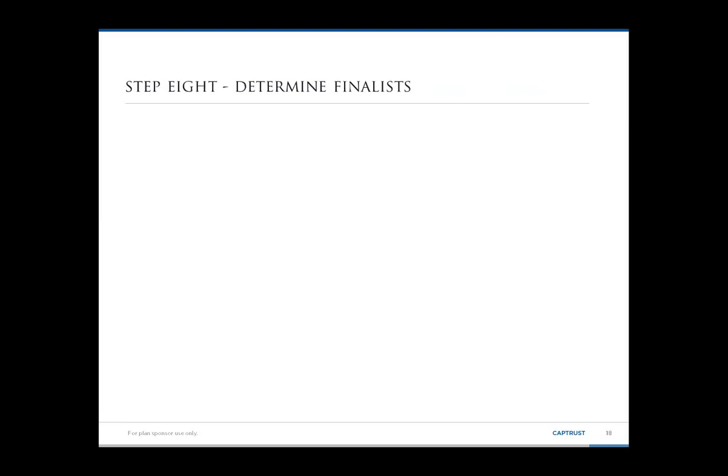Next step, step 8. When you have determined your list of finalists, you want to communicate to those that were selected and those that were not. A lot of the firms that were not selected will want to know why they weren't selected or what they could do better next time.